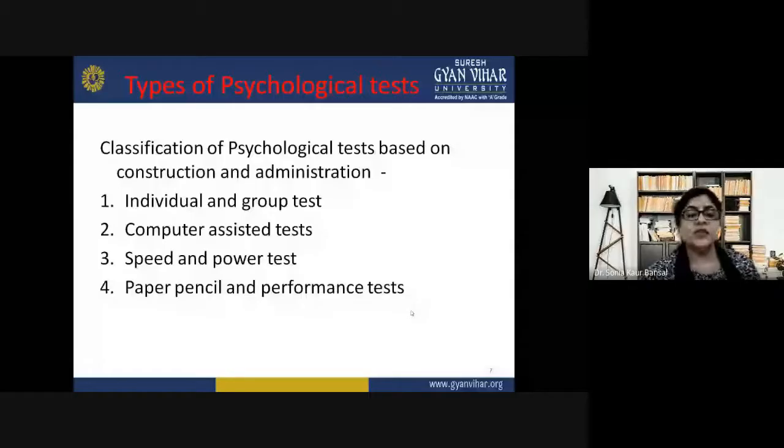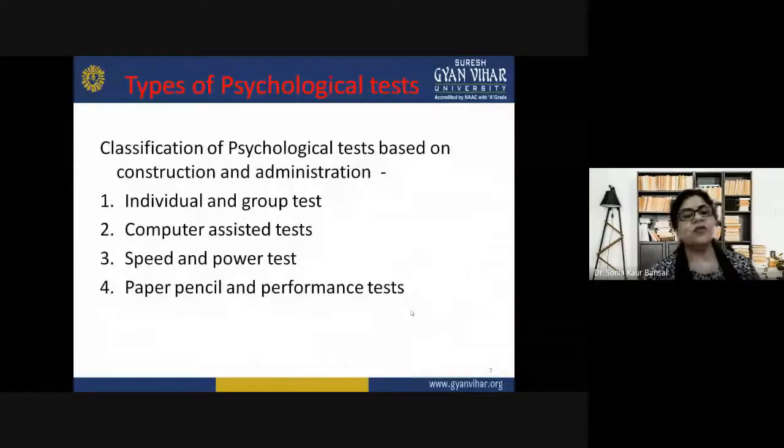So first of all, there is individual and group test. Then secondly, computer assisted test. And thirdly, power test. And fourthly, paper pencil and performance test. And in today's lecture, students are covering the first two important psychological tests, that are individual and group test, as well as computer assisted test. So let's understand this in detail.